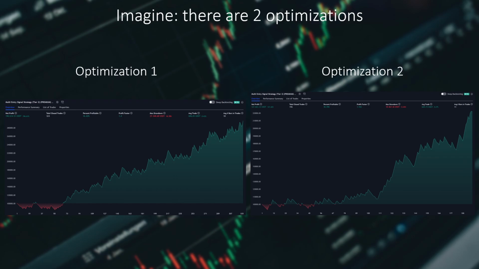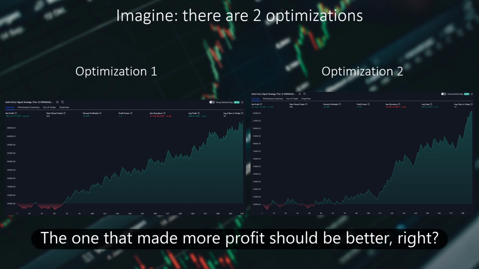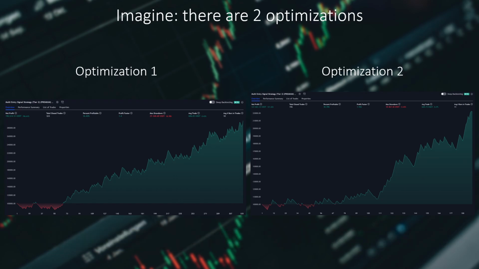So, how would you decide which one is better? Many beginner traders might look at the net profit thinking that if optimization number 1 made more profit than optimization 2, it must be a better choice, right? While net profit is an important indicator, it is not the only aspect you need to consider.